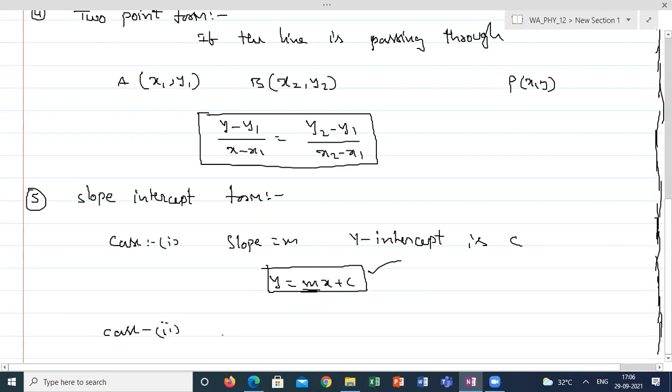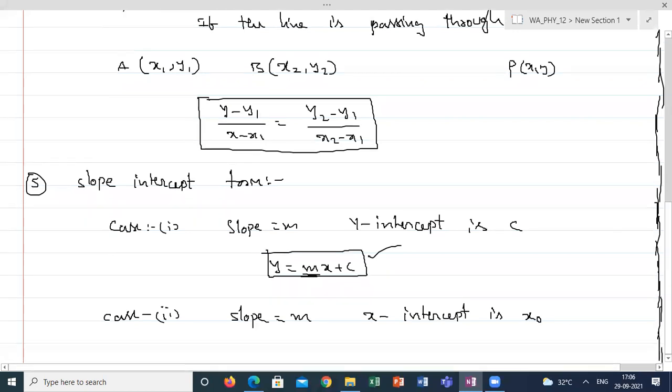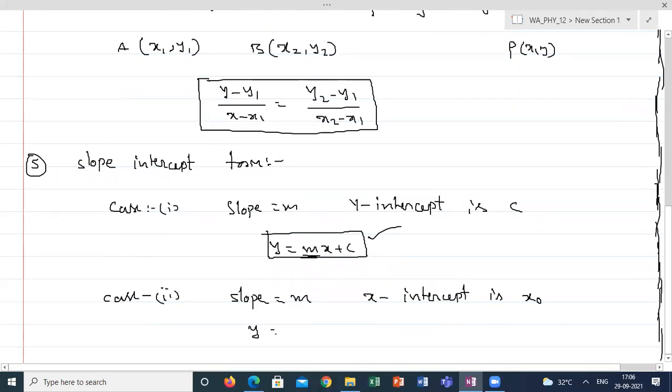Case 2. Find the equation of a line which has slope m and its x-intercept is x0 or x1 or something. In this case, y is equal to m into (x minus x0). This is how we can discuss the different forms of the slope so far.